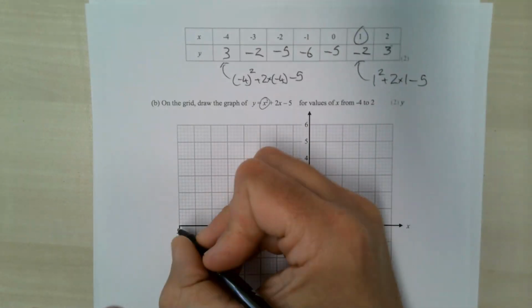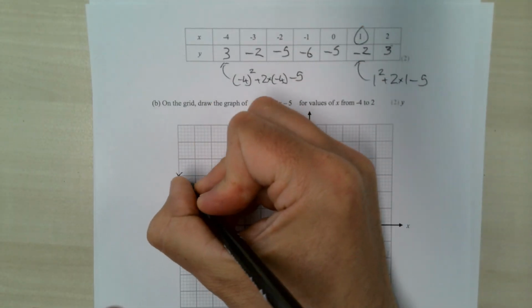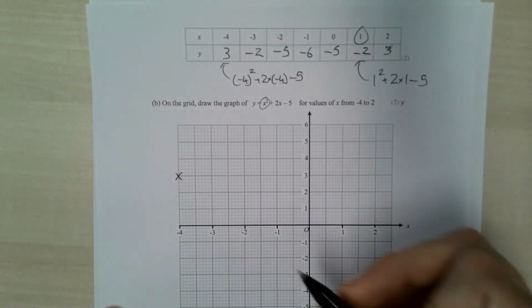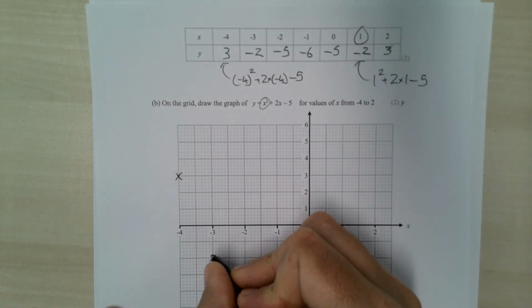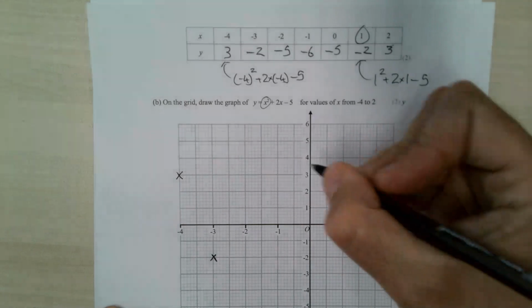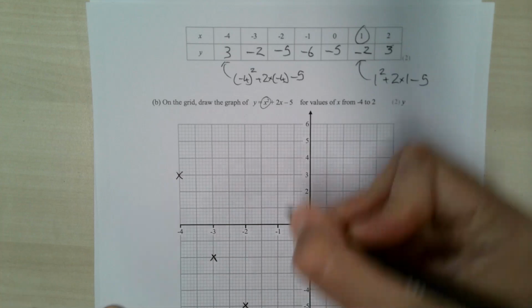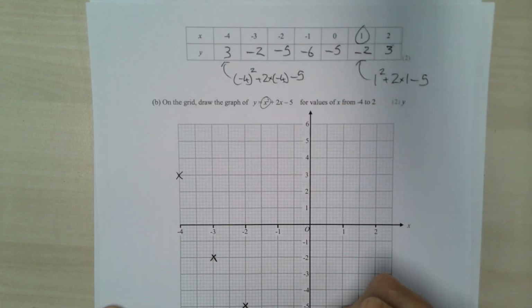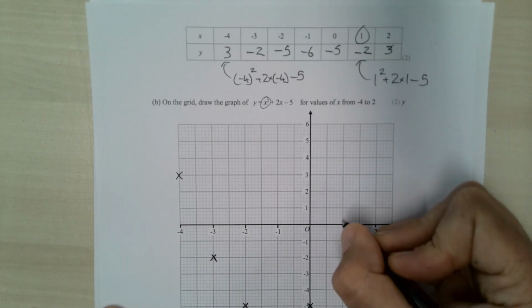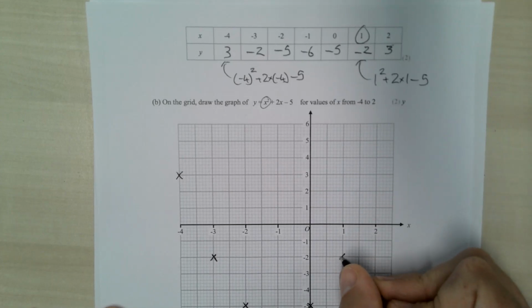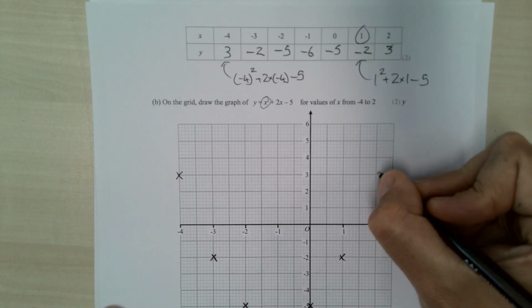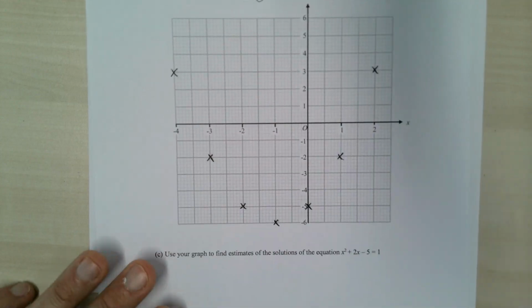So -4, 3 goes there. Please use crosses. Don't do what I'm doing. Use a pencil to plot. I'm just using a pen so it's easier for you to see on the screen. -2, -5, okay. -1, -6 goes there. 0, -5 goes there. 1, -2 goes there. And then finally 2, 3 goes there. And we can see that quadratic shape, okay?